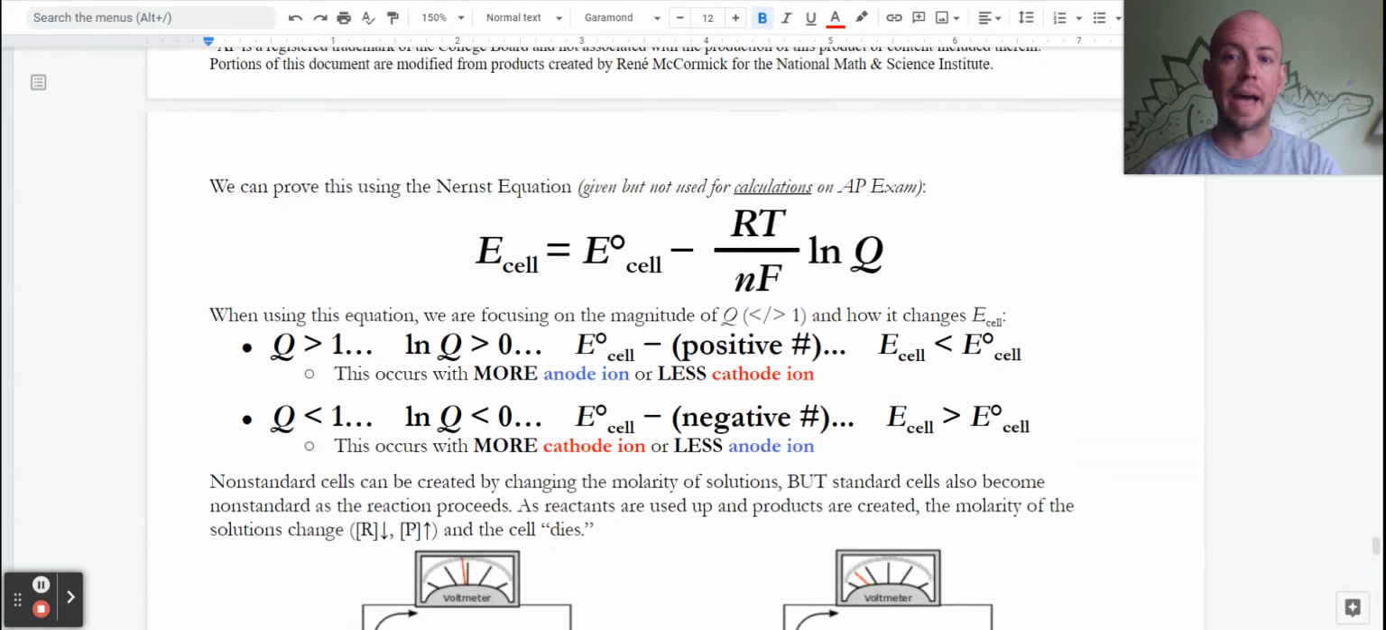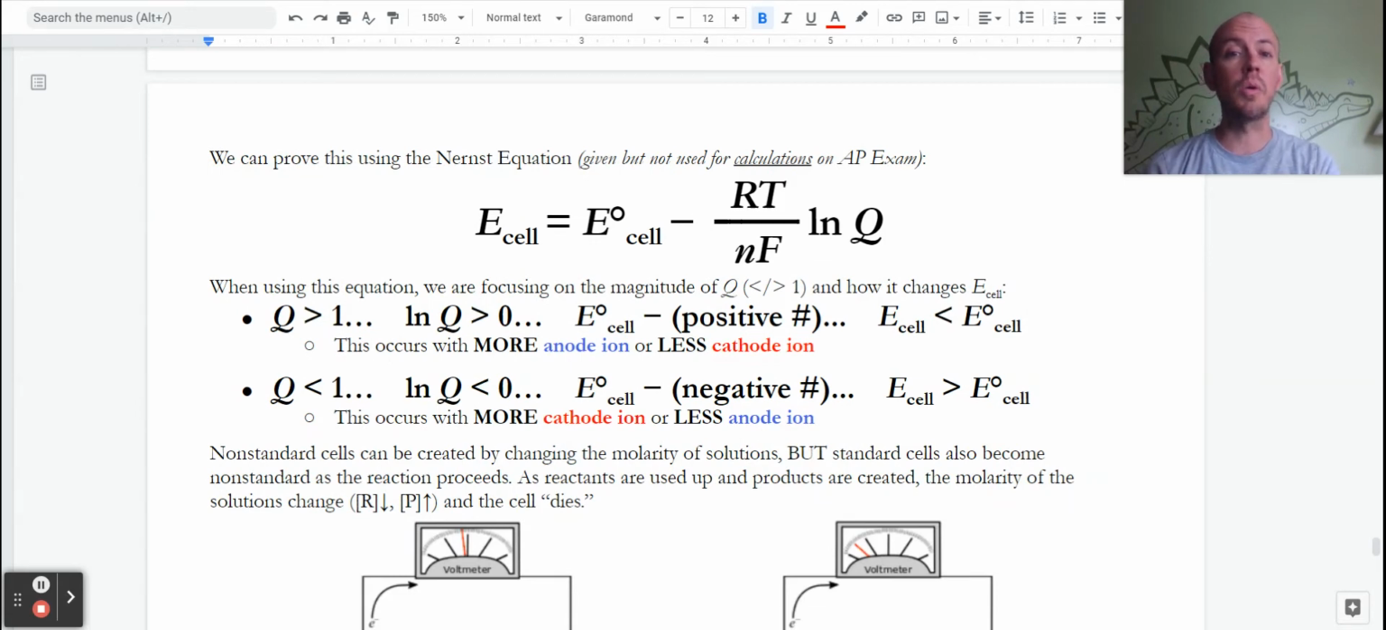also think about it mathematically. This equation is called the Nernst equation. It's given, and you can use it, but you won't have to do exact calculations, which is really nice.